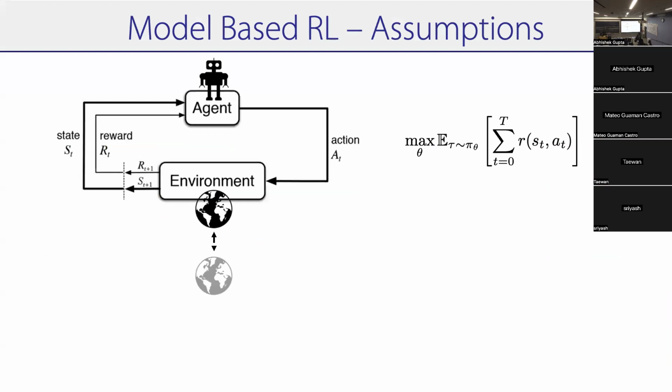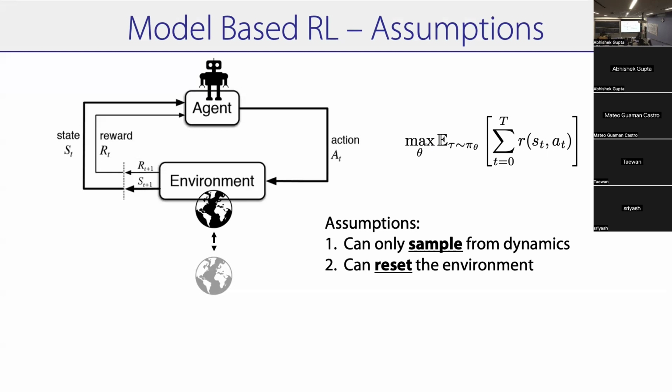Okay. So before we get into the methods, a few assumptions we're going to make, right? The first assumption is we can only sample from the dynamics. We don't have access to the world. We have access to samples. We're not going to assume access to arbitrary resets. We're going to say that the environment can reset to a particular spot, but it can't reset arbitrarily. And so it's just like the normal episodic setting in model-based RL.